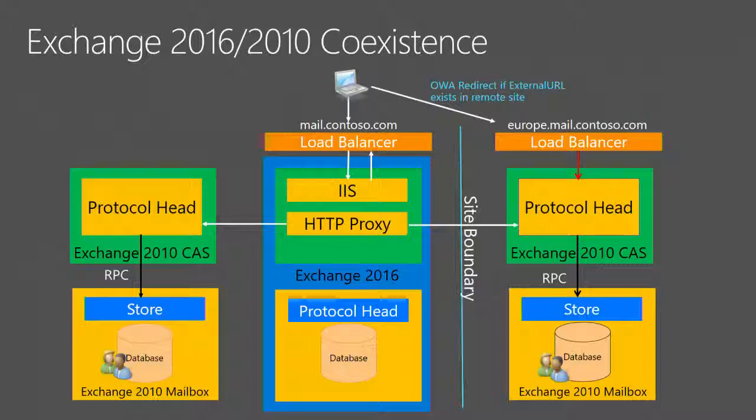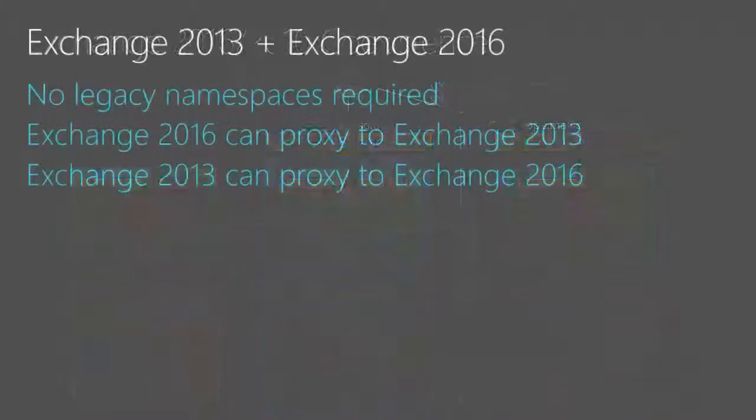When you're in a coexistent state, this is typically what it will look like. Again, it's either going to proxy from 2016 to 2010, or if we have an external facing site with an external URL populated, then it's going to be a redirect to the remote site based on where the mailbox lives.